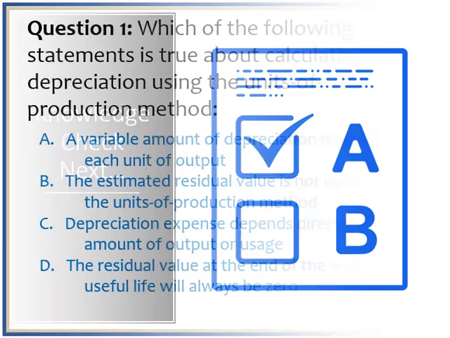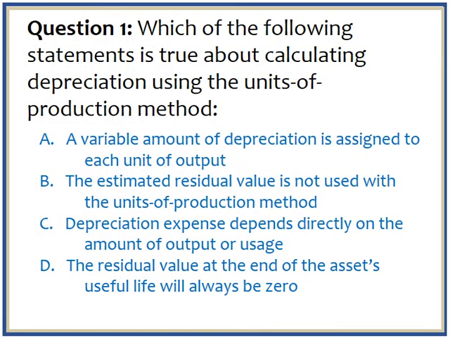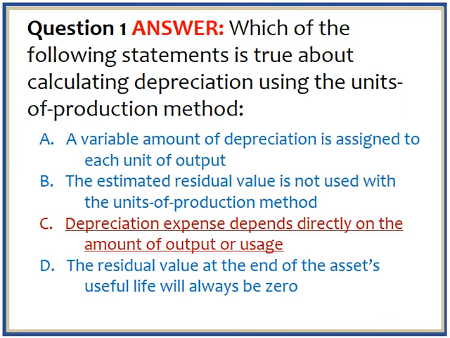Let's go. The first question reads, which of the following statements is true about calculating depreciation using the units of production method? The choices are, a variable amount of depreciation is assigned to each unit of output. The estimated residual value is not used with the units of production method. Depreciation expense depends directly on the amount of output or usage, or the residual value at the end of the asset's useful life will always be zero. The answer is, depreciation expense depends directly on the amount of output or usage when using the units of production method.